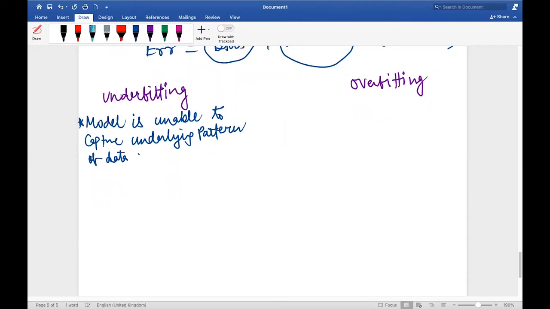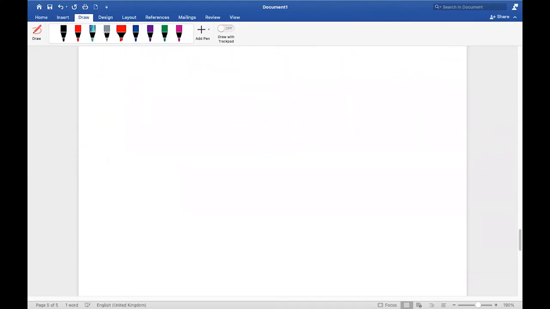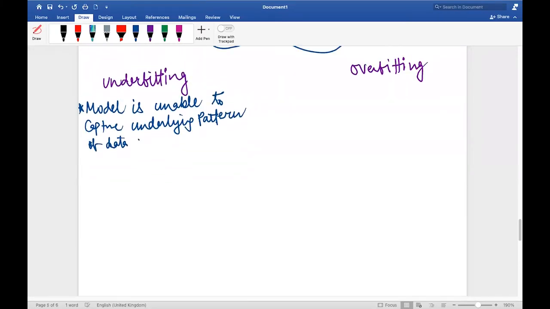If it is doing that, then what is actually happening? Out of bias and variance, which one is high and which one is low? Bias is high, variance is low. So as we defined the bias earlier, bias is high and variance is low.